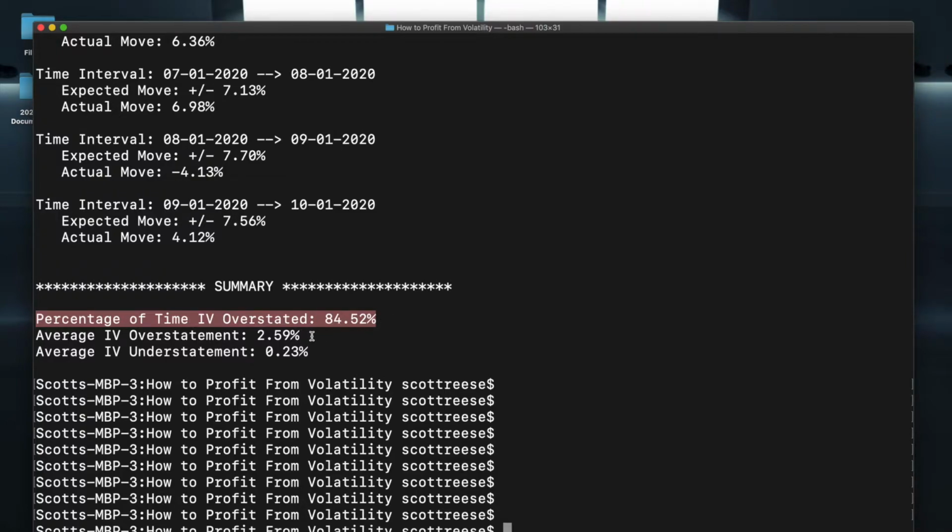Moreover, we can also see the average implied volatility overestimate. So of all the times where the implied volatility was greater than the actual historical volatility, on average, by how much was that overstatement? And we can see here, it was about 2.6%. So that's obviously not a huge amount, which shows you that implied volatility is reasonably accurate. The VIX is not bad at predicting what is likely going to happen with the market over a certain time period. But obviously, as I just said, the vast majority of the time, what is expected to happen is usually overstated.